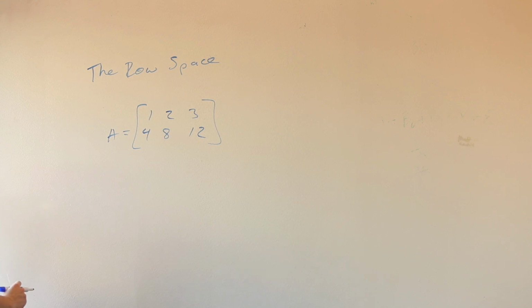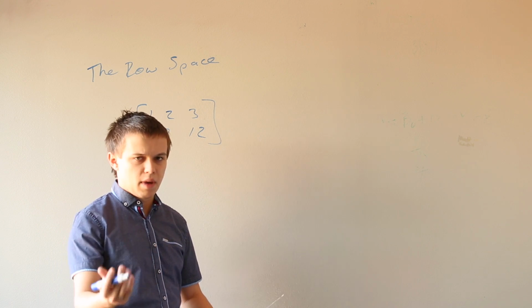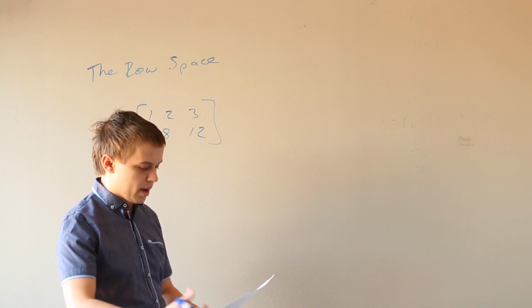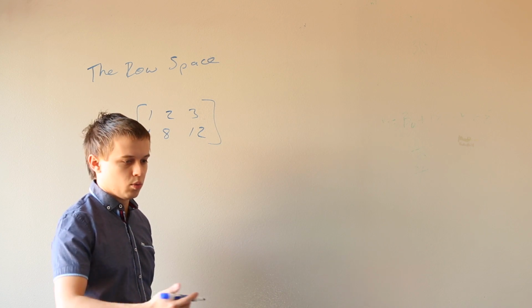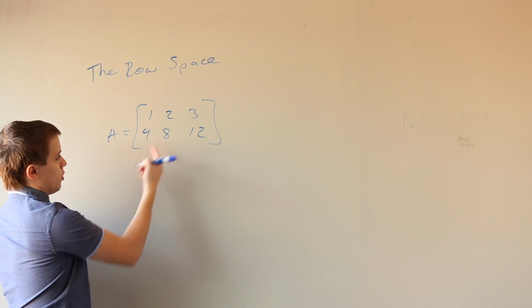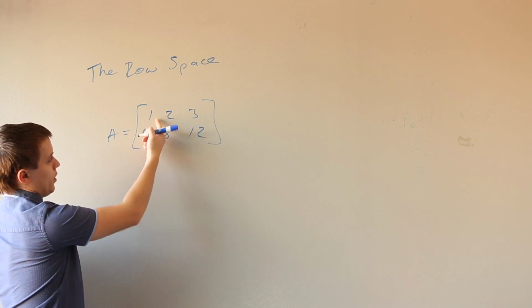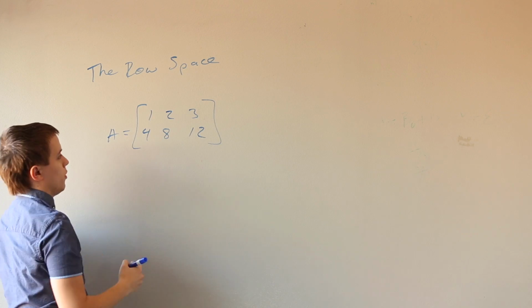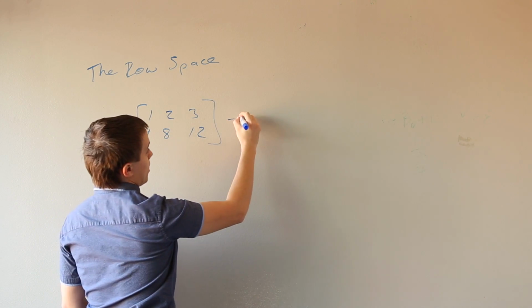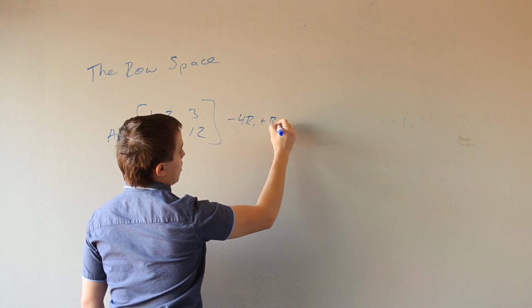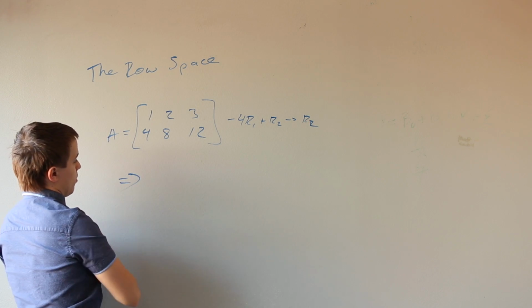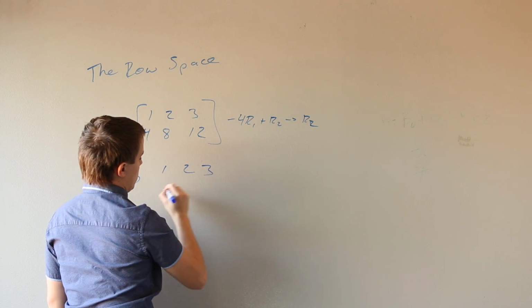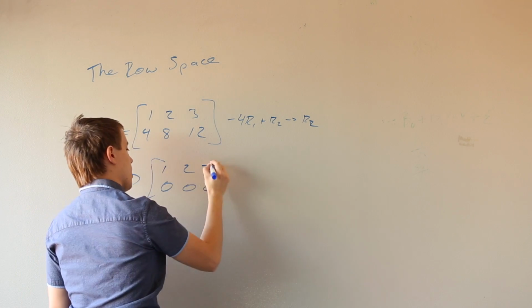To calculate the basis of a space defined by any given matrix or by any given rows, it is usually helpful to reduce it down to row echelon form in some way. So let's reduce this, and I can see that the second row is a multiple of the first row by a factor of 4. So I'm going to take negative 4R1 plus R2 and take that into R2. And that's going to imply 1, 2, 3, 0, 0, 0.